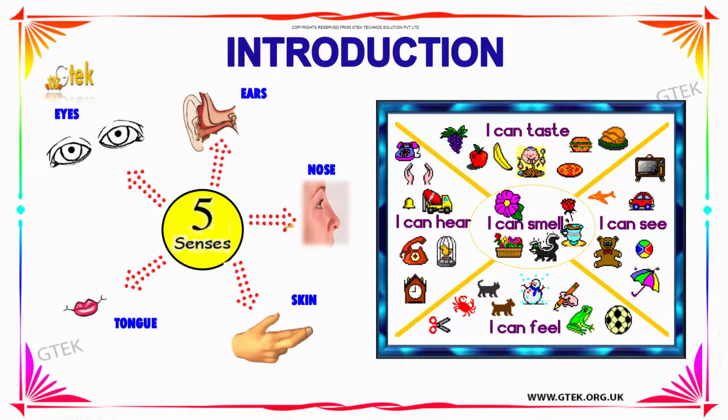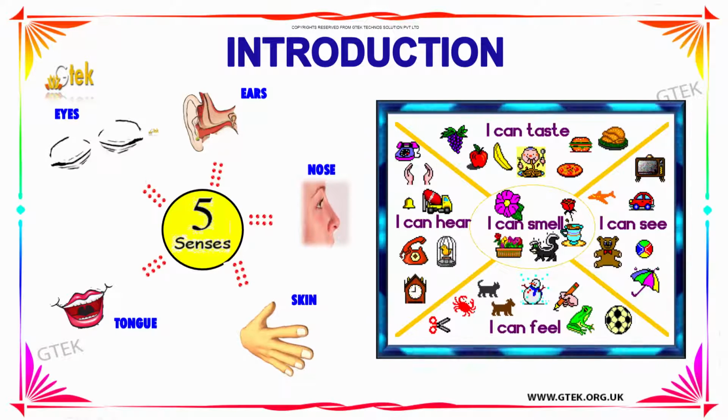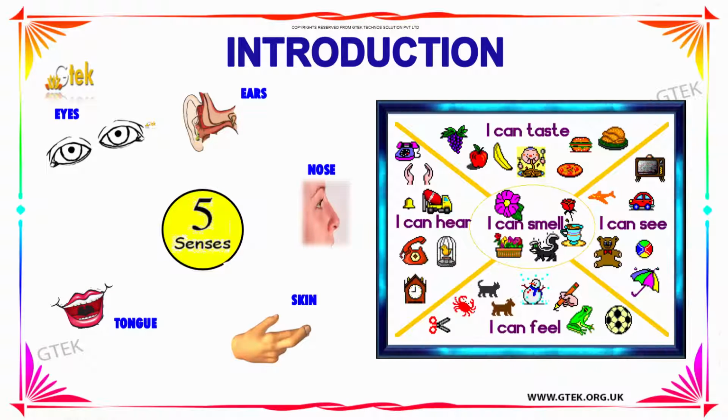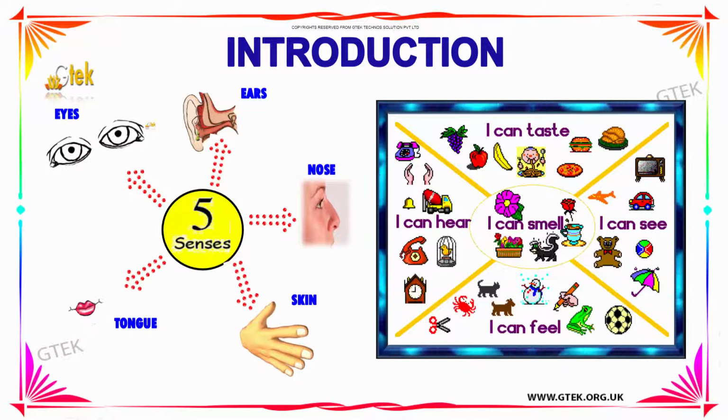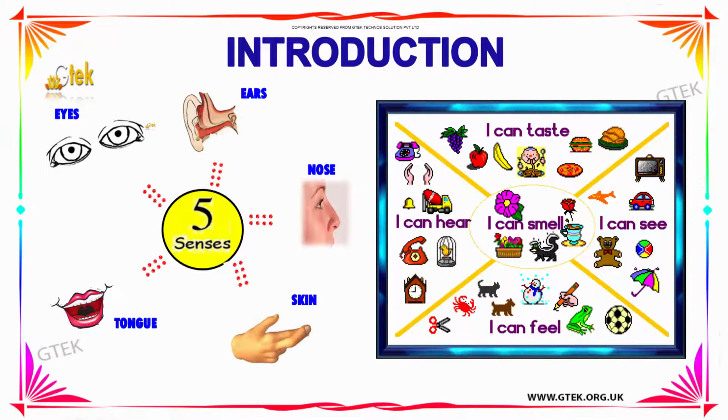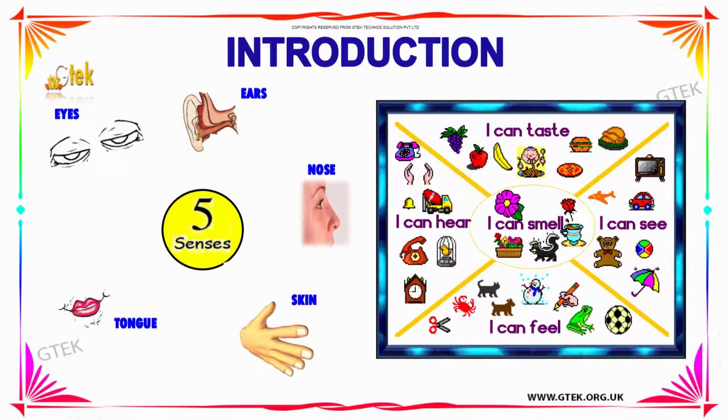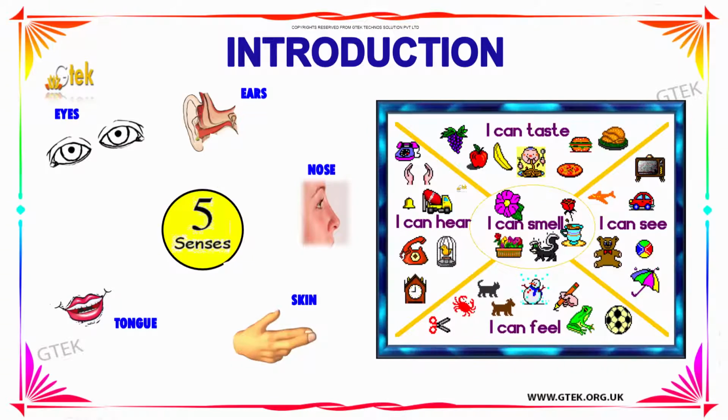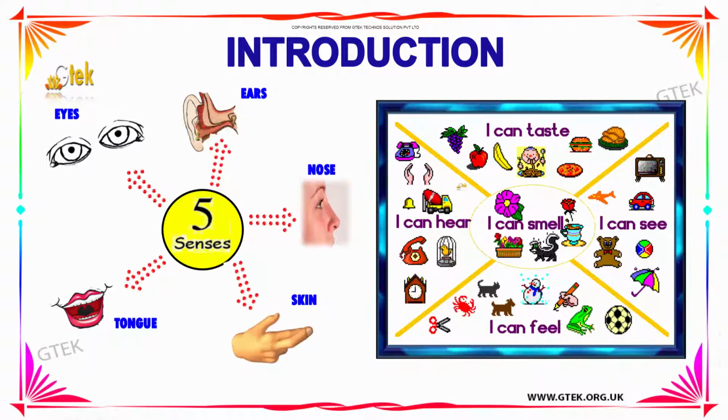There are 5 sense organs for a normal human being. They are eyes, ears, nose, tongue and skin. So one can taste, hear, see, feel and smell using these 5 sense organs.